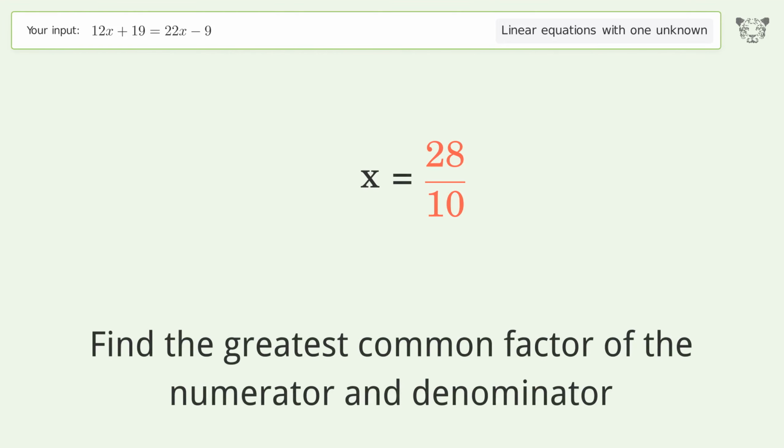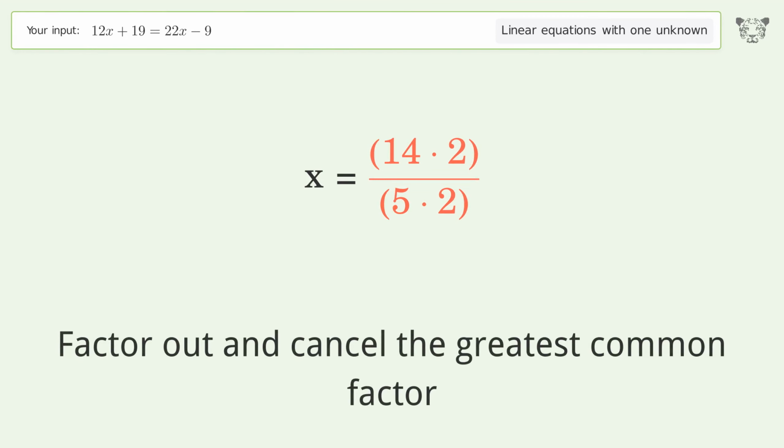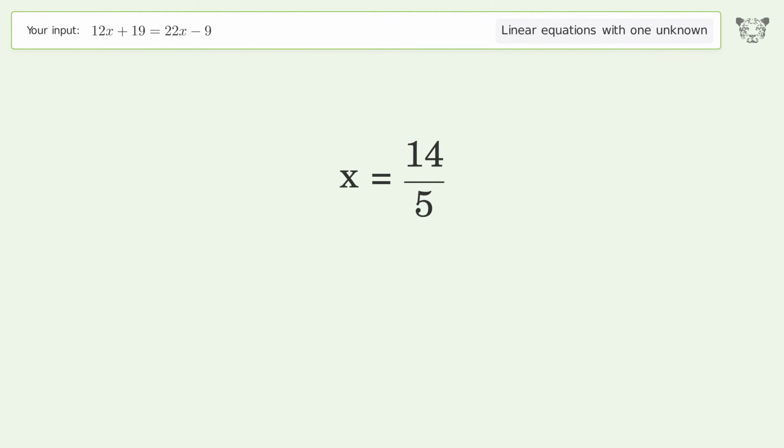Find the greatest common factor of the numerator and denominator. Factor out and cancel the greatest common factor. And so the final result is x equals 14/5.